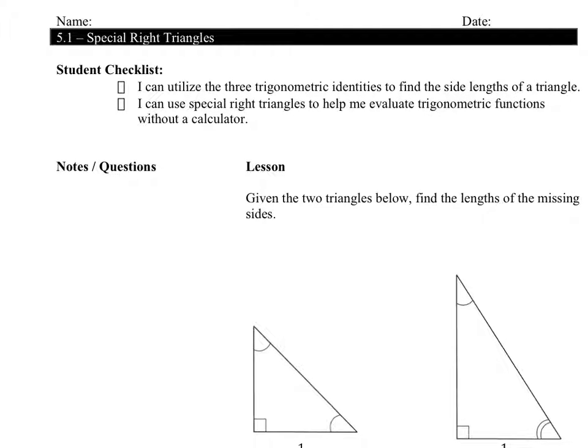So by looking at the student checklist here, it says that we're going to be able to utilize 3 trigonometric identities, which you guys know, to find the side lengths of a triangle. You guys know how to do that, whether you remember it or not, but I'm going to jog your memory in this lesson. And the second thing we're going to be able to do is use a special right triangle, of which there are 2, to help me evaluate trigonometric functions without a calculator.